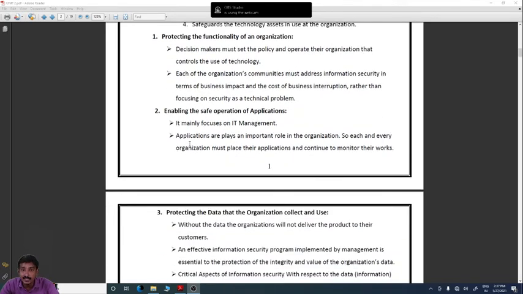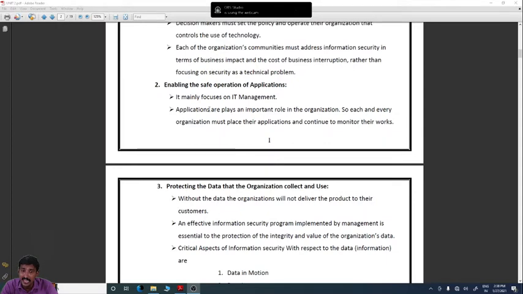The second one is enabling safe operations. Normally this function focuses on IT management. The particular organization content, in the IT industry, we call an application. Applications play a major role in an organization. So every organization, especially an IT organization, must deploy its applications and continue to monitor the work. If it is automated, we must always check whether the application runs without any trouble. That is the concept of enabling safe operations, so that operations need not be interrupted. And if they are interrupted, there is a possibility of leaking information to the outside world.